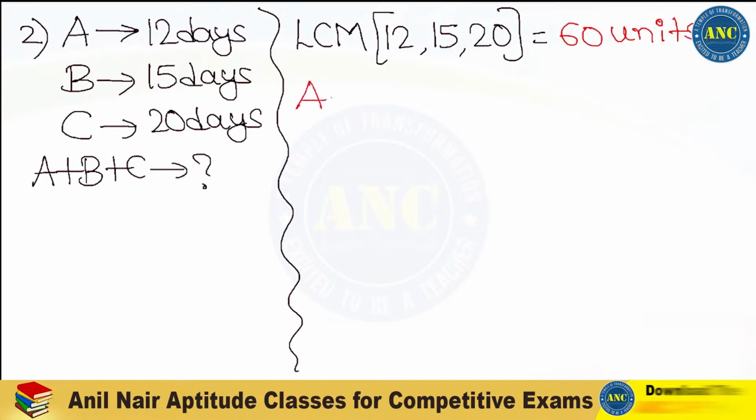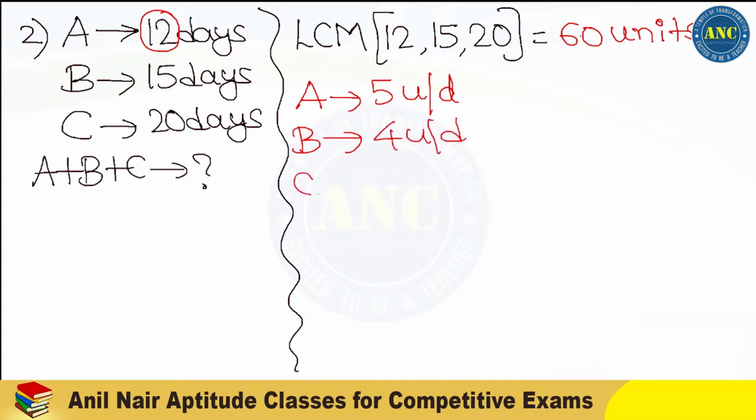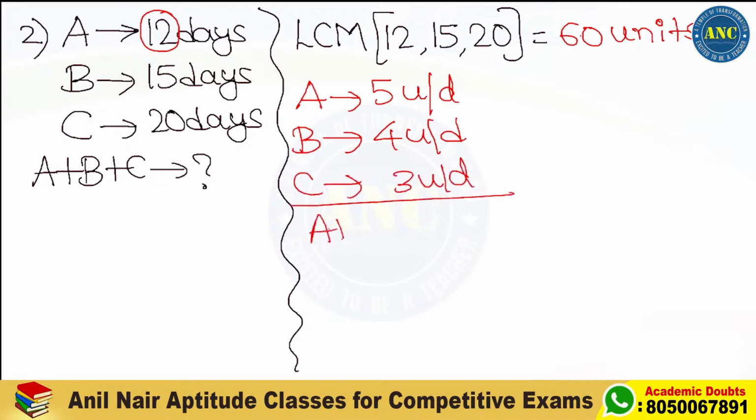Now A, to distribute 60 chocolates, A will take 12 days. 60 divided by 12, it is 5 units per day. Instead of writing units per day, I will just write it as U by D. It means units per day. B, 60 divided by 15, it is 4 units per day. C, 60 divided by 20, it is 3 units per day. If all the 3 people are working together, A plus B plus C is nothing but 5 plus 4 plus 3, which is 12 units per day.